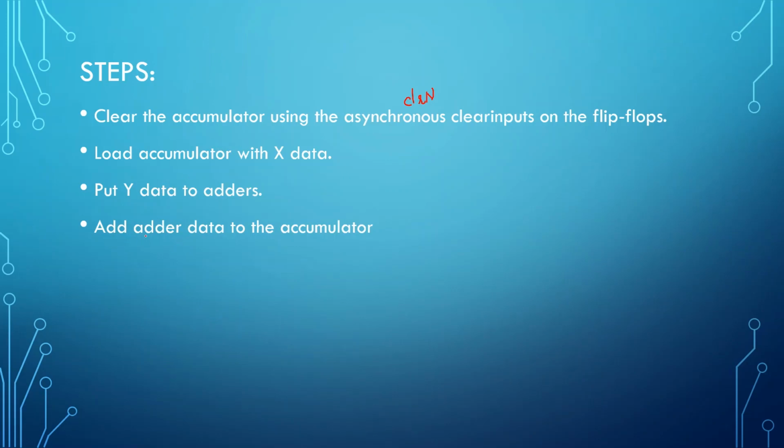Add signal adds the adder data to the accumulator. So it's actually the AD signal. The add signal adds data to the accumulator. That is, whatever sum has been generated will come back to the accumulator. So addition will be initiated with the help of the add signal. After that, the sum will be generated. That sum will be stored in the accumulator, and this 1-bit sum will be stored in the accumulator.